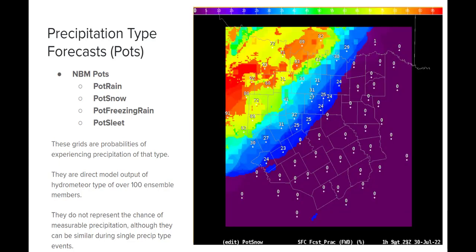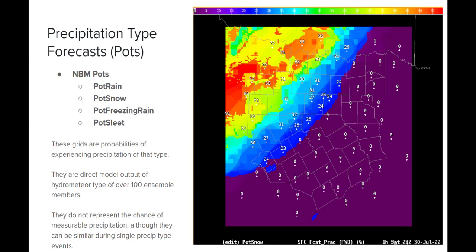Here is an example of an NBM POT snow grid. The values in excess of 90 are an indication that over 90% of the NBM's members are outputting snow. Lower values, like 25%, mean that only a quarter of the NBM members produce snow at that grid point.